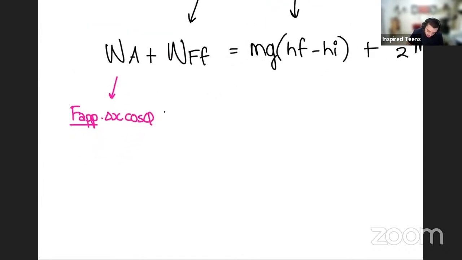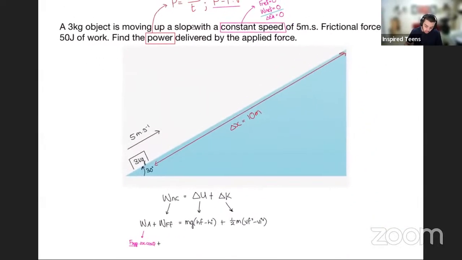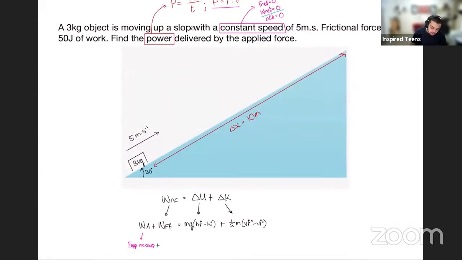Now, should I open up work done by frictional force? The answer is no, I should not. The reason for that is it's given to me already. Frictional force does 50 joules of work. So the work done by the frictional force is already given. If they gave the force of friction, then you'd have to open it up and substitute it in, but they've given it as 50.